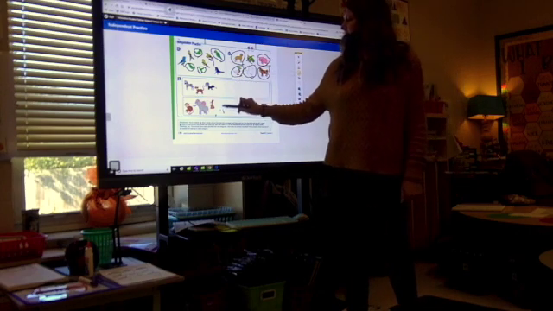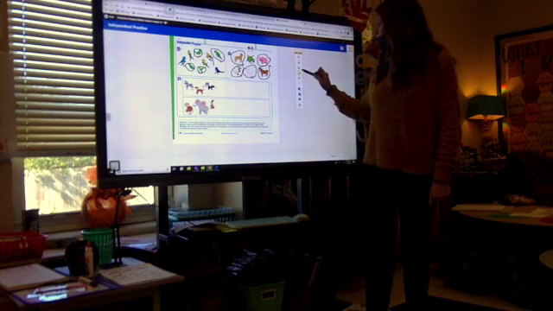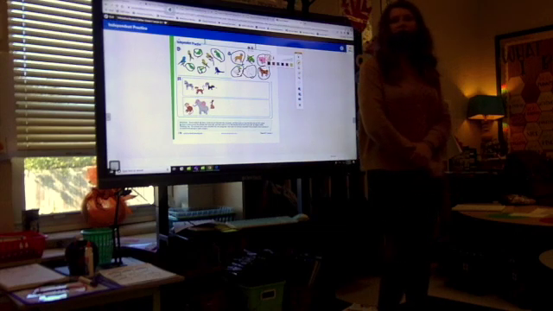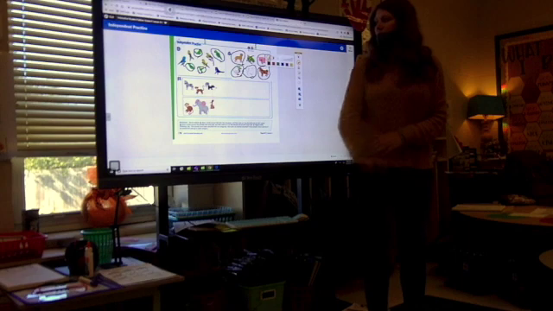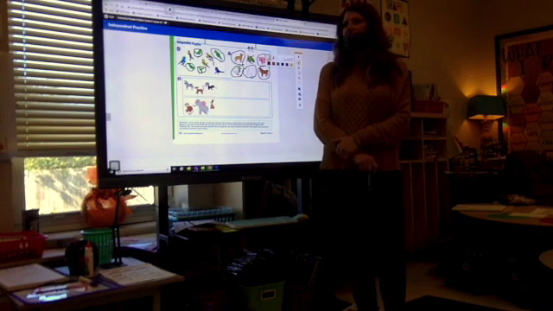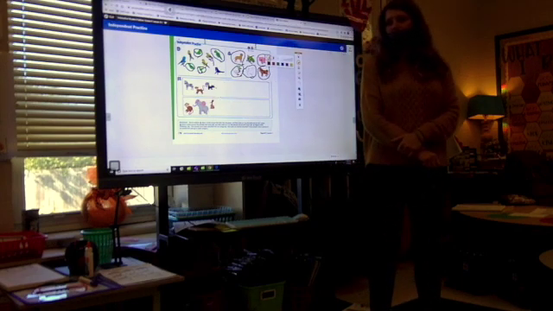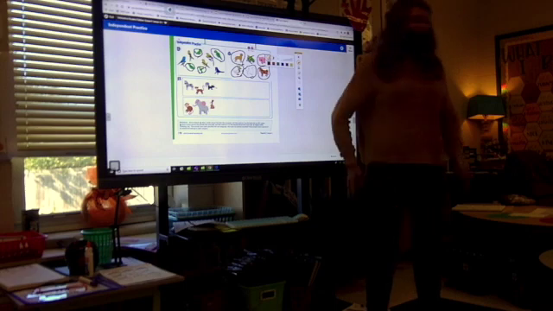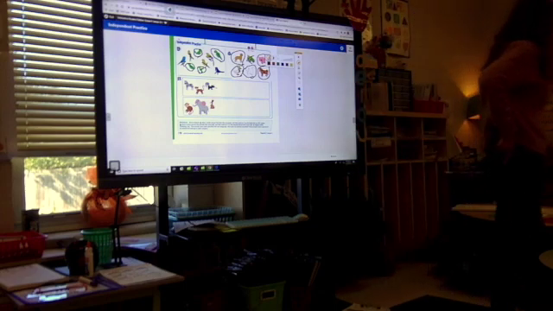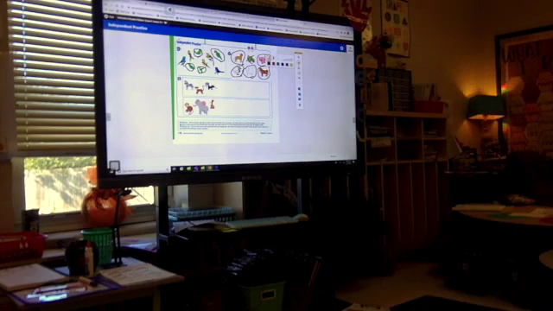Somebody raise their hand and tell me an animal that has a stripe that I could put up there, Trista. A zebra. Okay, we've already got a zebra. Can you think of something else that has a stripe? A monkey. A tiger. Raise your hand. A tiger. We've already got a tiger. Think of something new.